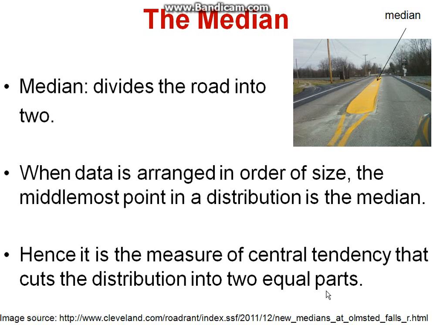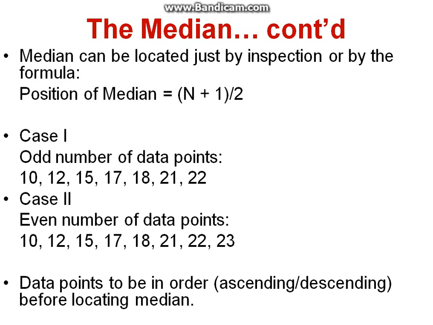To locate the median, like the mode, you can also just do a casual inspection, but in some cases it makes sense to use the formula n plus 1 by 2, which gives me the position of the median. Here n is the number of data points in your distribution. Let's take two cases. Case 1, where I have an odd number of data points. The important thing in finding the median is that you have to arrange your data points in either ascending or descending order. Only then do you go in for the calculation of the median.